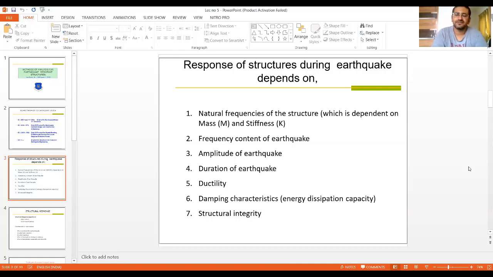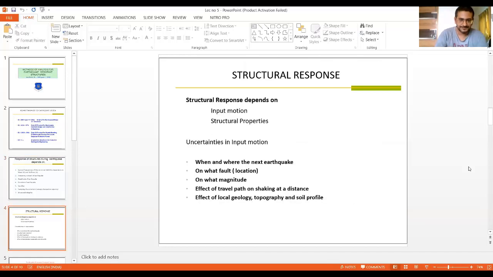IS 1893 gives different damping factors for different types of materials, that is RCC, steel, brick, and composite structures. So depending upon the material, the damping characteristic will be there. And last is structural integrity, which is also very important, and is based on the strength and the stiffness. So these are the 7 basic parameters on which the performance of the structure depends during the time of the earthquake.